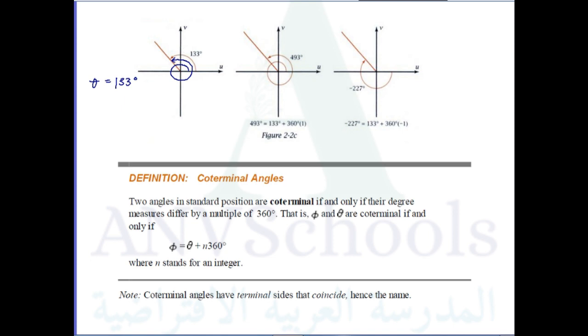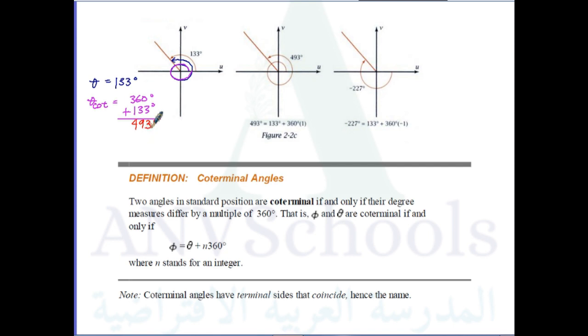In this case, we have one complete circle, which is defined by this, and we have another 133 degrees. So the coterminal of 133 degrees would be this 360, the one in purple, plus 133 degrees. That gives us 493 degrees. That's one coterminal.